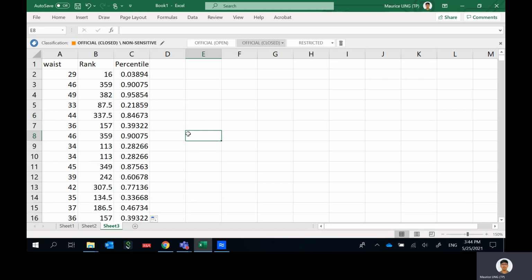So this is percentile in the sense that 1 is the maximum. So waist size 46 inches is actually at the 90th percentile already. Top 10%, the highest 10%, correct.